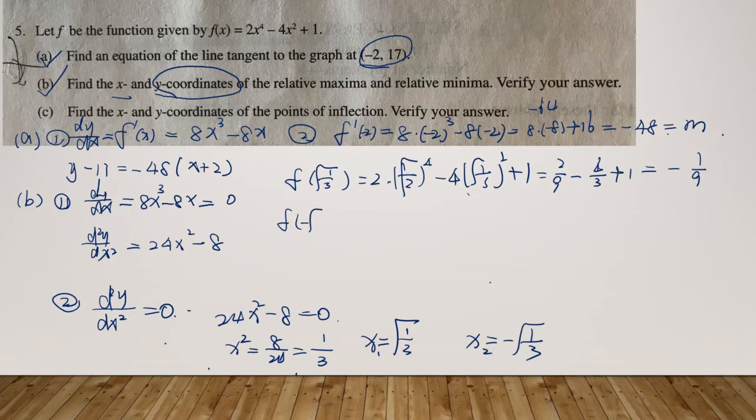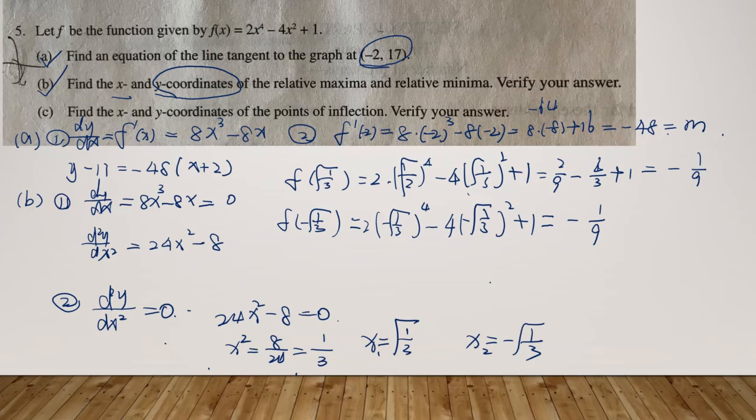F of negative the square root of 1/3 is 2 times... 2 fourths... still the same. So the final answer is still negative 1/9.